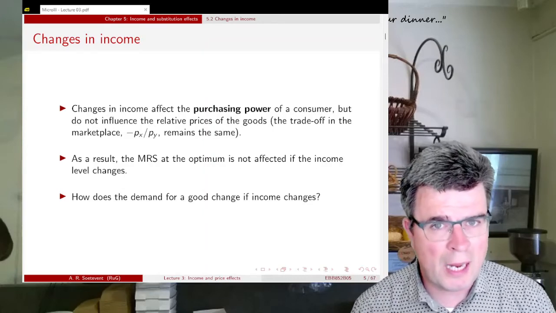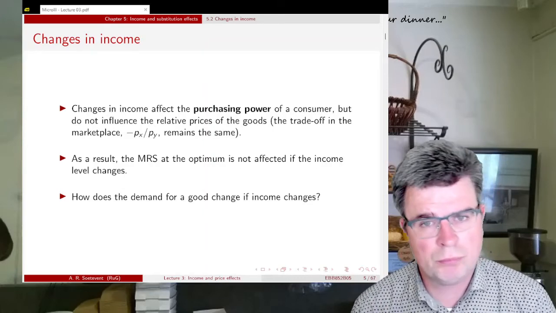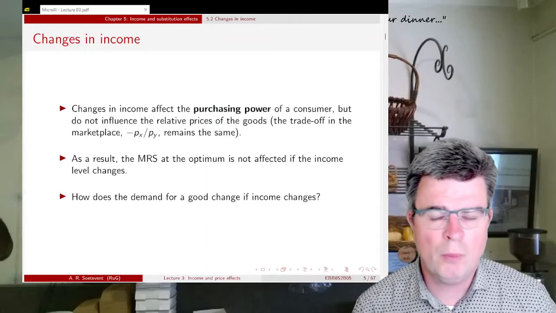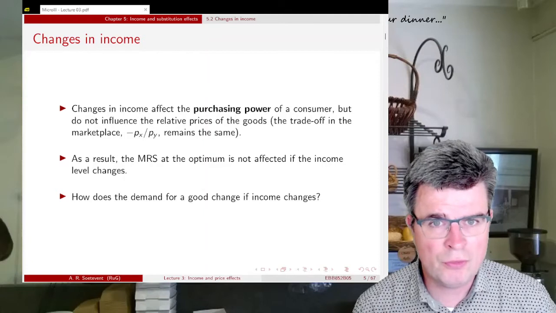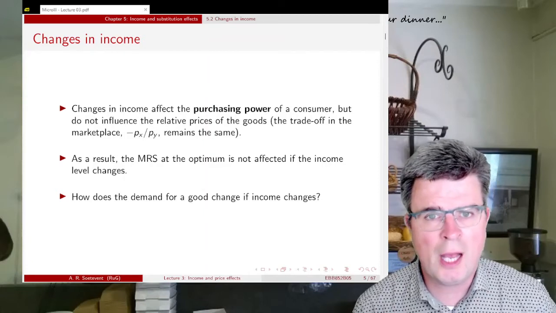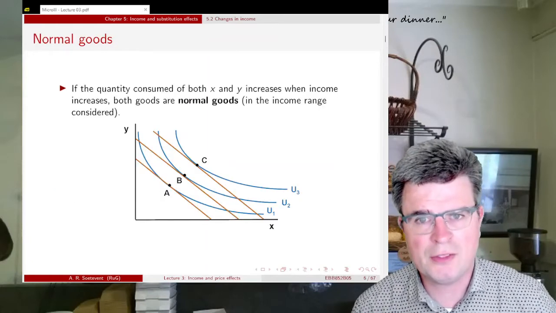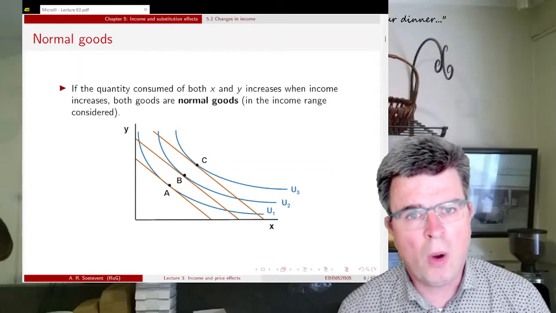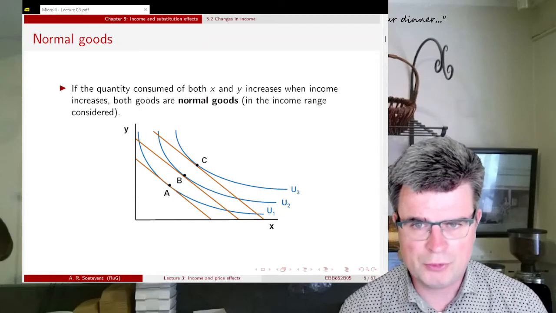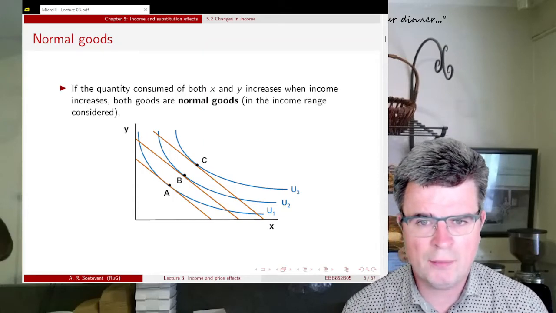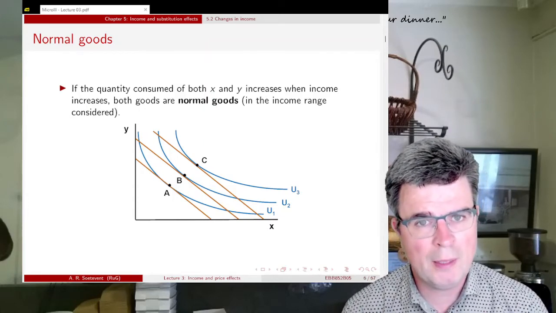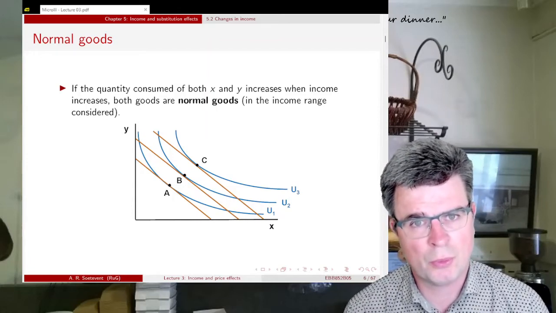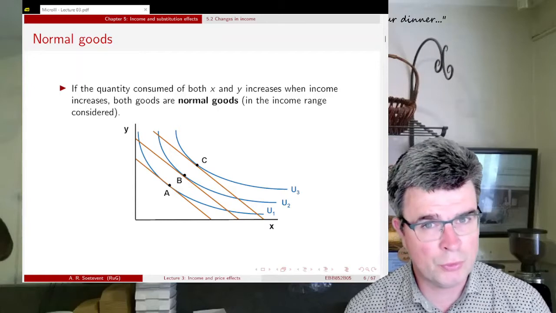The question then is, how does the demand for a good change if income changes? Well, that depends on an individual's utility function, and we will consider a number of cases. So the first case is where, in a two-good economy, all goods are normal goods. So we have two goods, and if both goods are normal, it means that if income increases, the individual will increase his or her consumption of both goods.